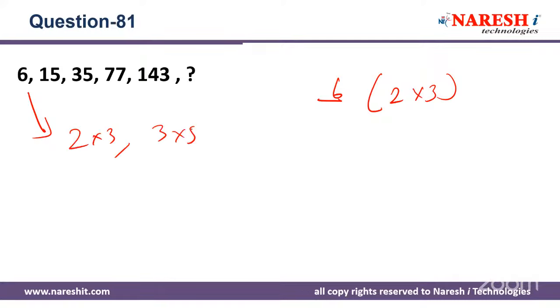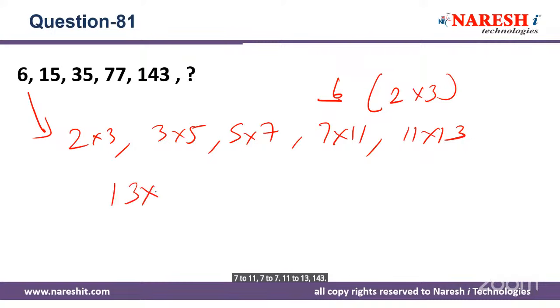15 is 3 into 5, 35 is 5 into 7. Everything is a product of consecutive prime numbers. 7 into 11, 77. 11 into 13, 143. So my next answer should be taking the pair of 13 and 17, which is nothing but 221.